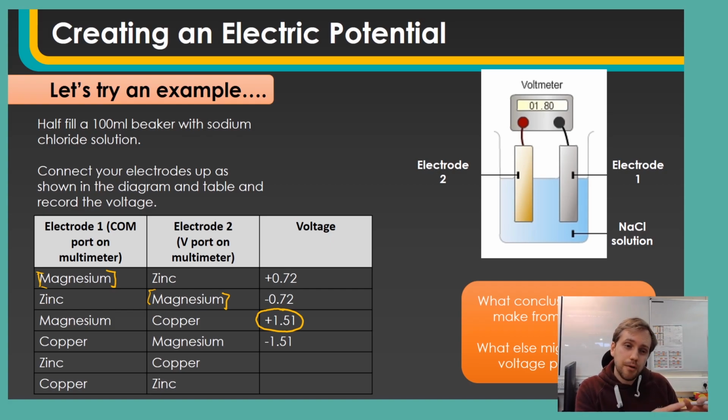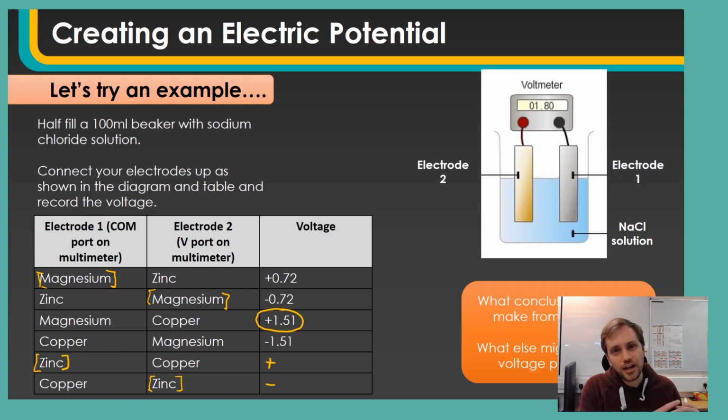As we said before, where the most reactive metal is on electrode 1, that means that you are going to have a positive voltage or positive potential difference. Where the most reactive metal is on electrode 2, that becomes a negative voltage. And zinc is definitely the more reactive metal of the two. That's something that I would expect us to know. So that means when the most reactive metal is on electrode 1, it's a positive result. And when it's on electrode 2, it's a negative result. So we've kind of worked out the direction of the voltage.